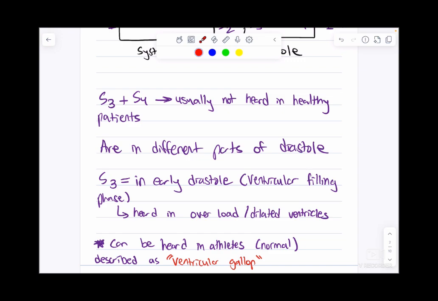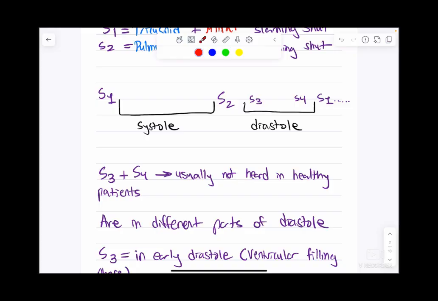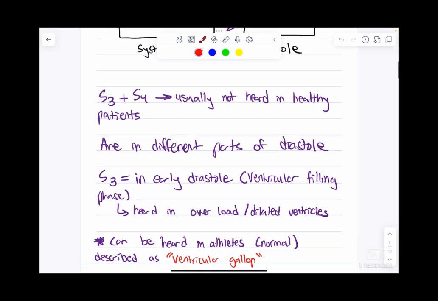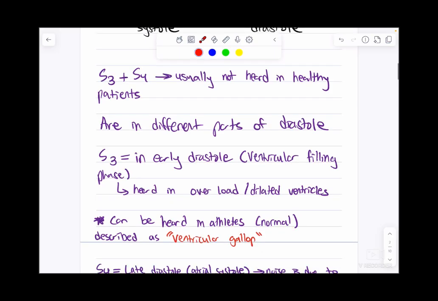S3 is in the early diastole, the ventricular filling phase. The early diastole is also known as the ventricular filling phase, so S3 is right here. And it's heard in overload/dilated ventricles. And it can be heard in athletes, which is normal because their ventricles are very powerful, and it's often described as the ventricular gallop.